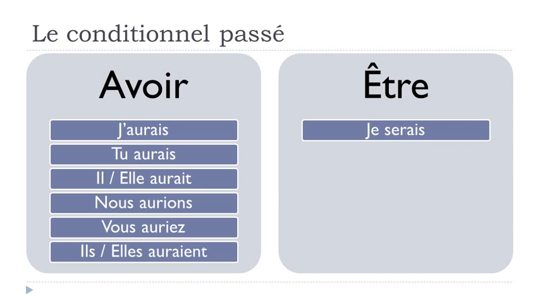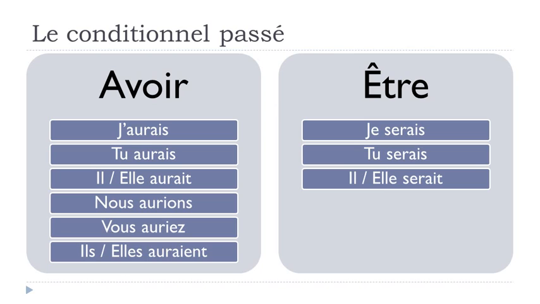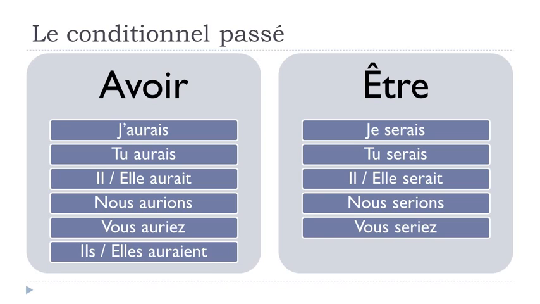And then être, je serais, tu serais, il serait, elle serait, nous serions, vous seriez, ils seraient, elles seraient. Okay, so we'll see that one more time. Je serais, same thing here, final S not pronounced. Tu serais, final S not pronounced. Il serait, final T not pronounced. Elle serait. Nous serions, final S not pronounced.